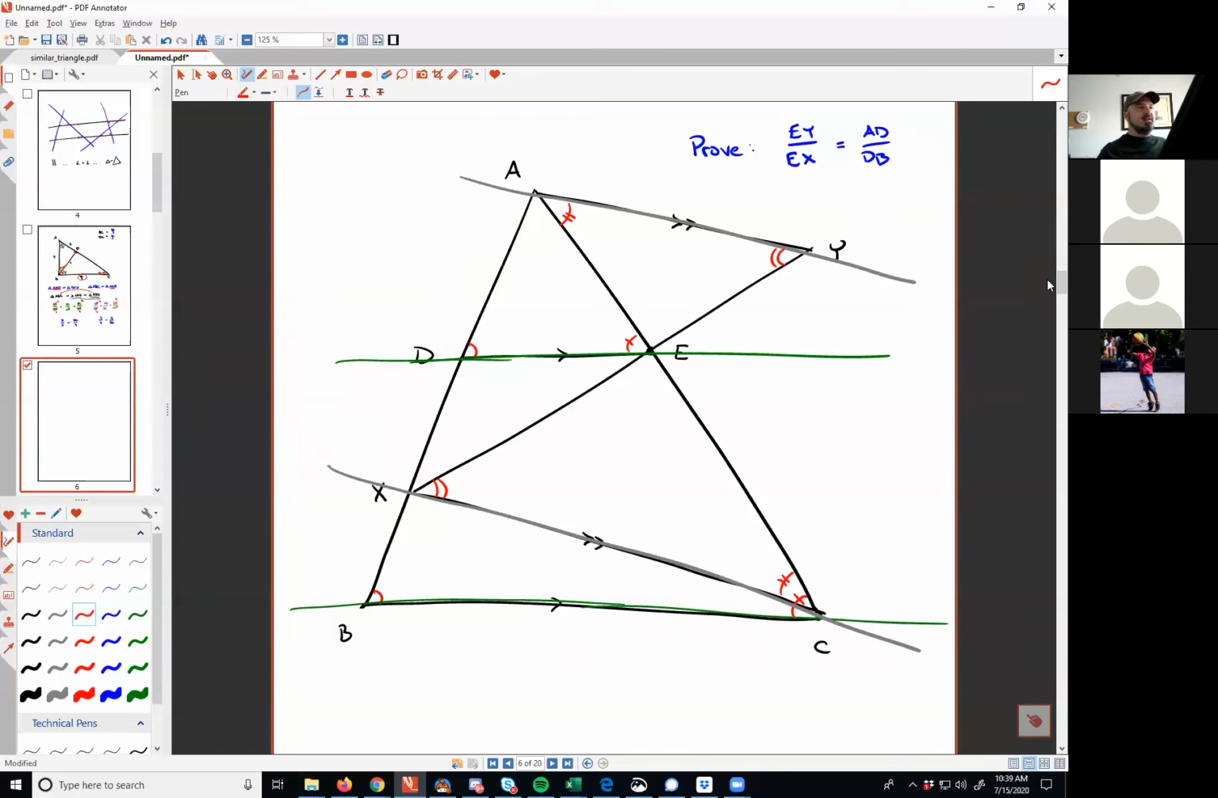We can identify some similar triangles. Let's go ahead and identify a pair. I think maybe Salorm was on to something, but somebody identify a pair of similar triangles that we can see in this diagram. Triangle AYE and CXE.